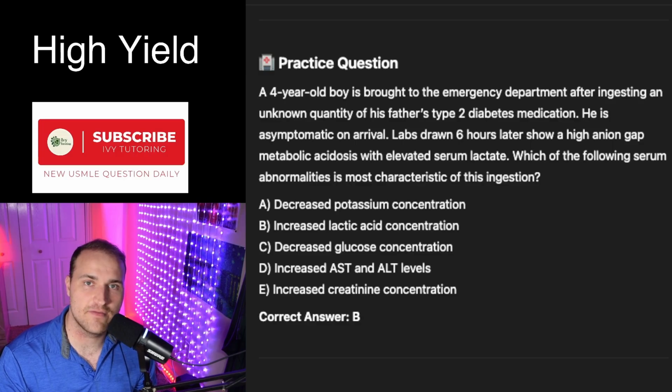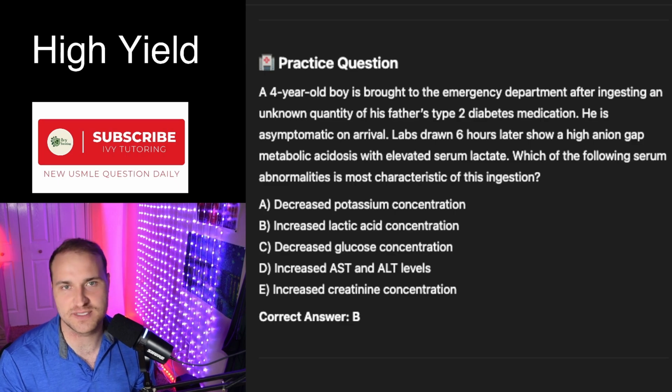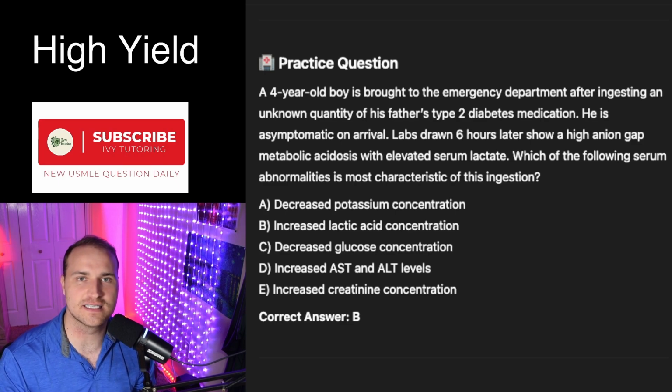So our next question, we have a 4-year-old boy who is brought to the emergency department after ingesting an unknown quantity of his father's type 2 diabetic medication. He is asymptomatic on arrival, and labs drawn 6 hours later show a high anion gap metabolic acidosis. So type 2, okay, we're already thinking a couple of things. It's going to be B, increased lactic acid concentration, toxicity that impairs mitochondrial oxidative phosphorylation and gluconeogenesis.